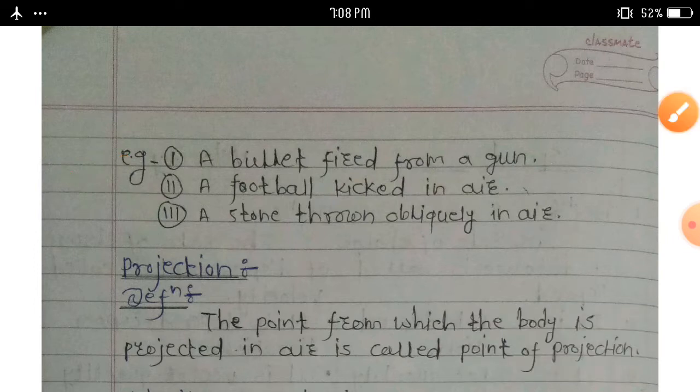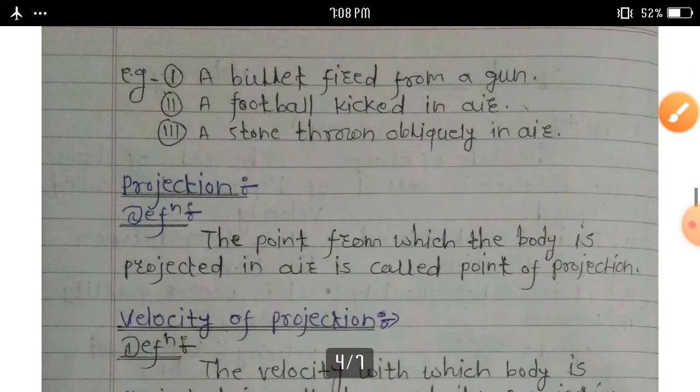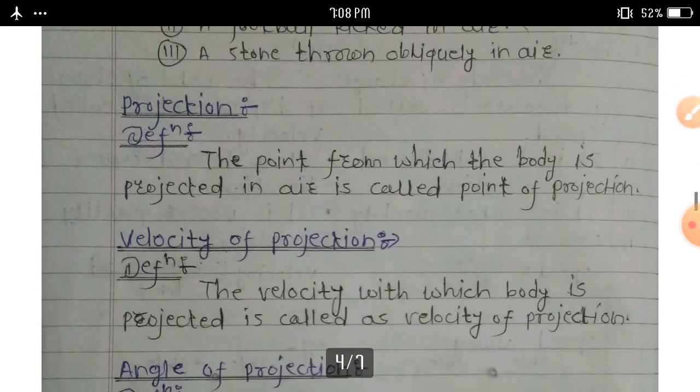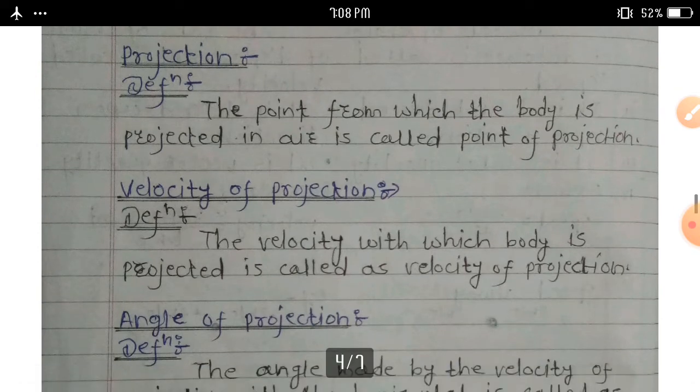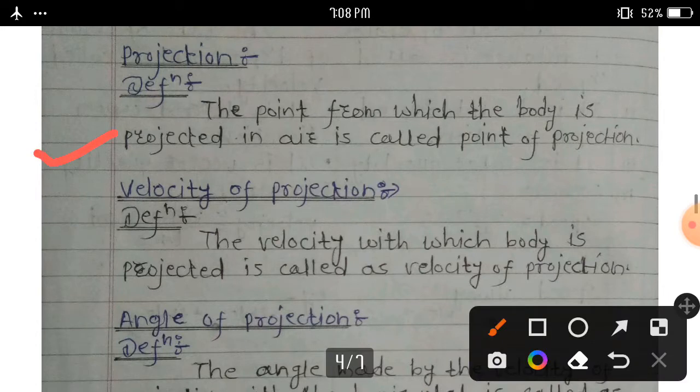Then we consider another concept, projection. What is meant by projection? See here the definition. The point from which the body is projected in air is called the point of projection.